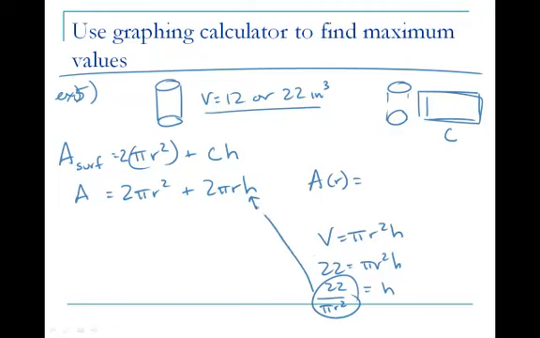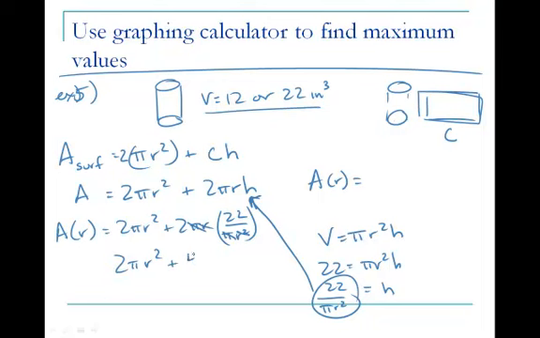Here's a case where I have to put one formula into another again. So my surface area in terms of r is 2 pi r squared plus 2 pi r times 22 over pi r squared. I can cancel my pi's, cancel one of my r's, and I'm left with 2 pi r squared plus 44 over r. And this is my final formula.